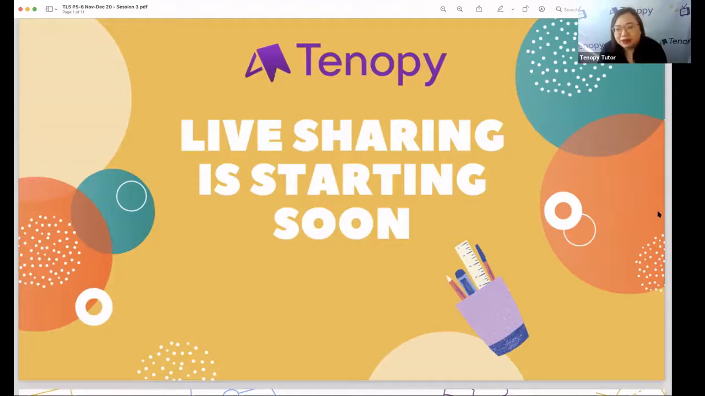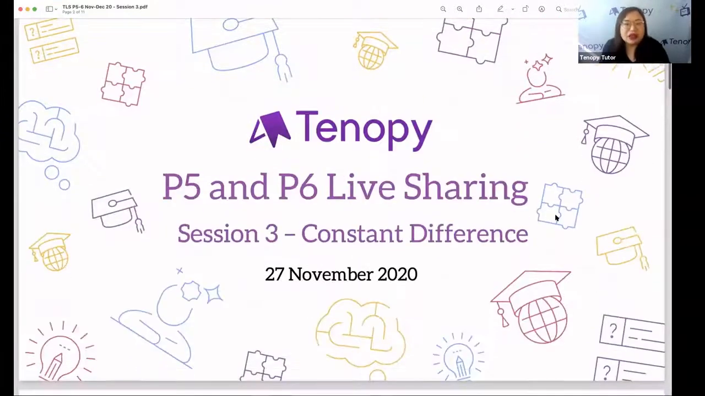Okay, I'm going to start with today's questions. Today we are going to learn more about constant difference. For constant difference, this is a very common topic. It is something that you have learned in primary 4 and it carries on into P5 and P6. This is one of the classic questions too.